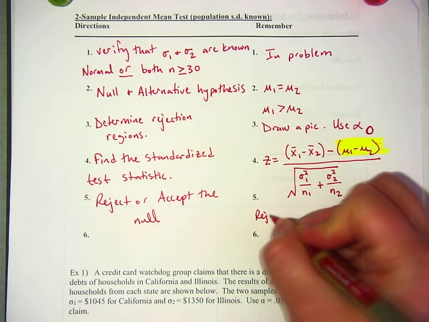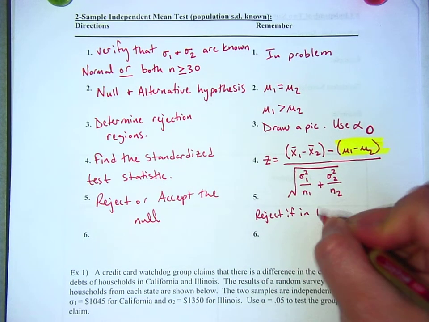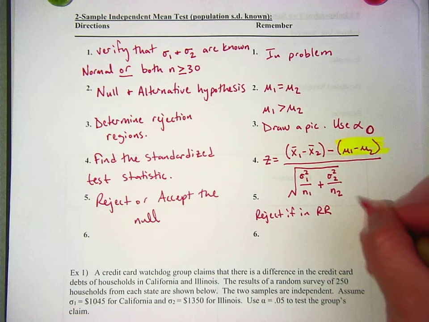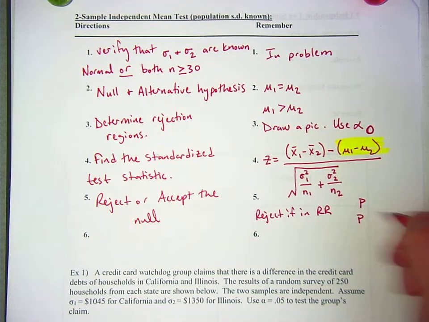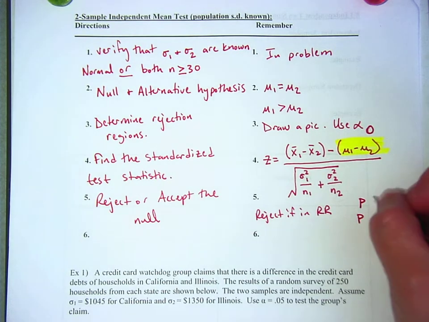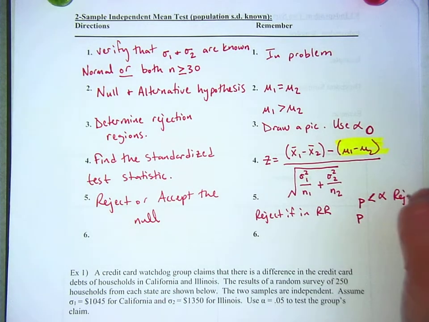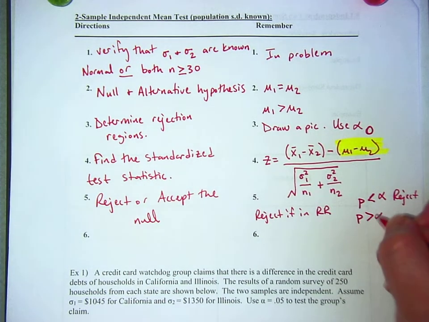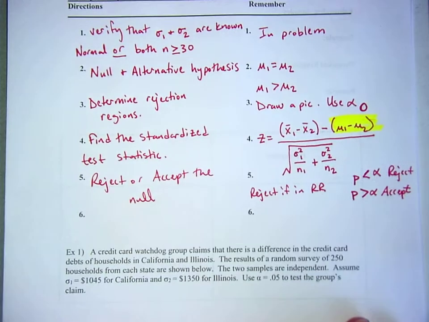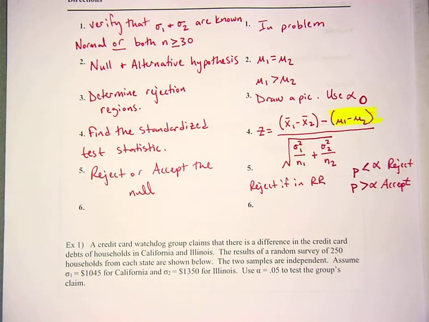You reject if it's in the rejection region. Also, I'm going to write a little reminder here if you decide to do a problem with p-values, and remember those will be on the AP test. So you might want to challenge yourself to do some of these homework problems with p-values. If p is less than alpha, you reject. If p is greater than alpha, you accept. And if you're wondering what happens if it's equal to alpha, that never happens. If you go to enough decimals, you will find that it is either above or below it.